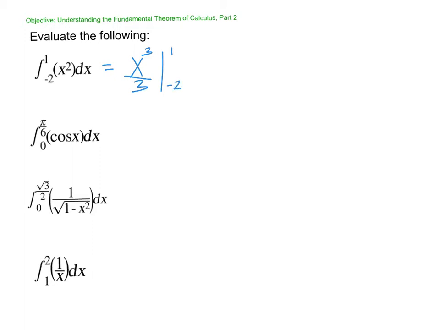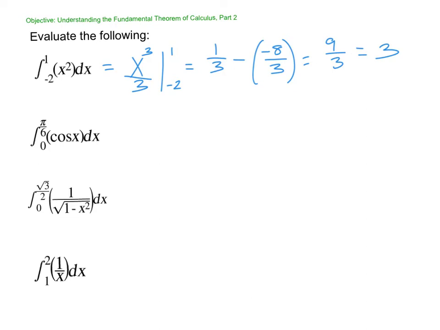This is the notation. So I'm going to plug in 1, so 1 over 3, minus, then I'm going to plug in -2, so -8 over 3. And then simplify. 9 over 3 is 3. And that's it. So antiderivative, plug in the top one, subtract, plug in the bottom one. All right, pause and try the other 3. See if you can figure these out.